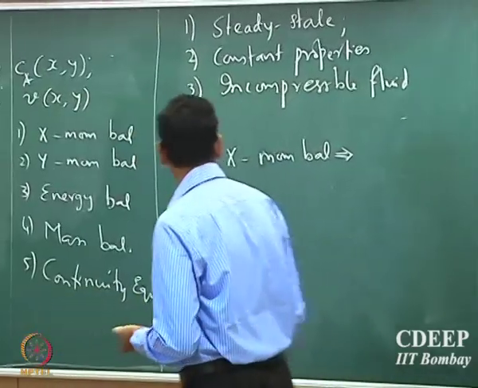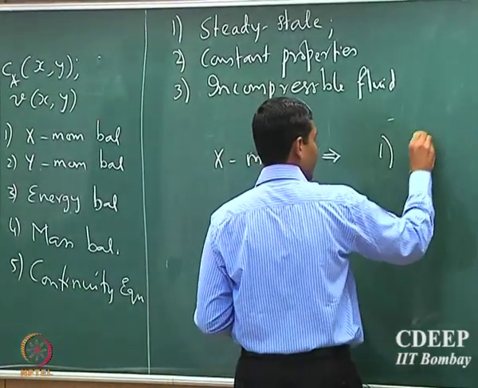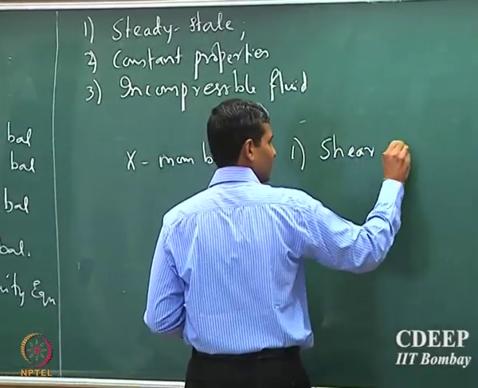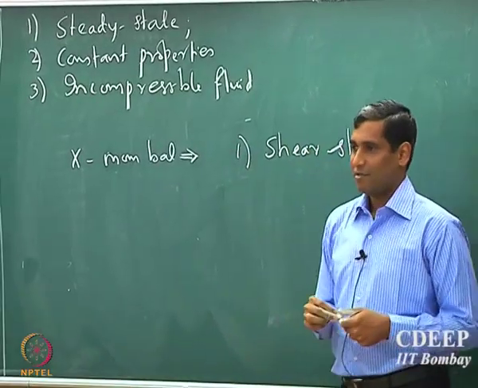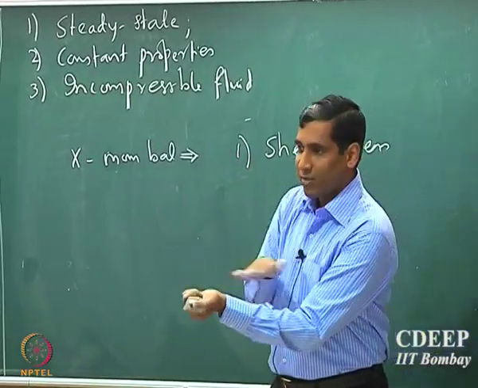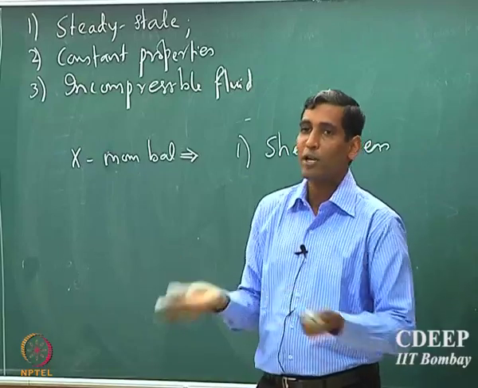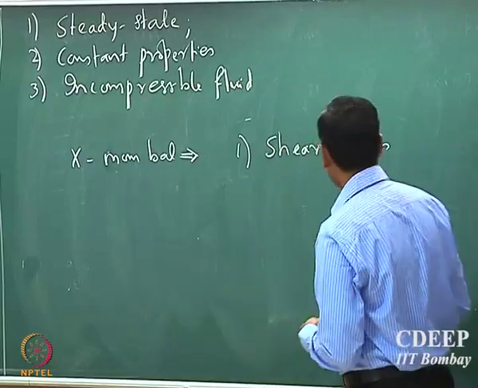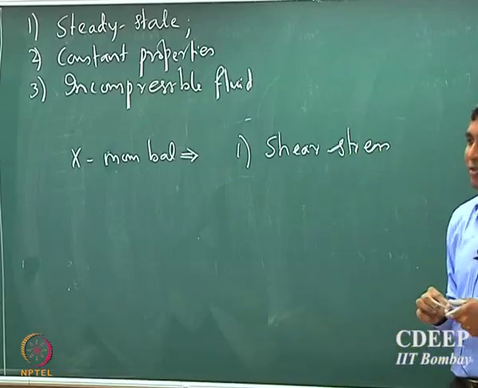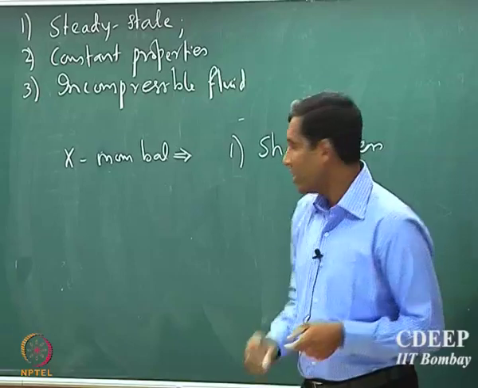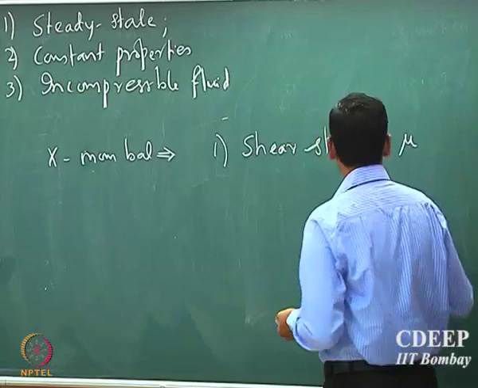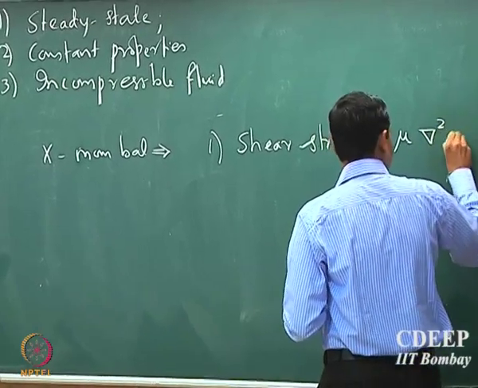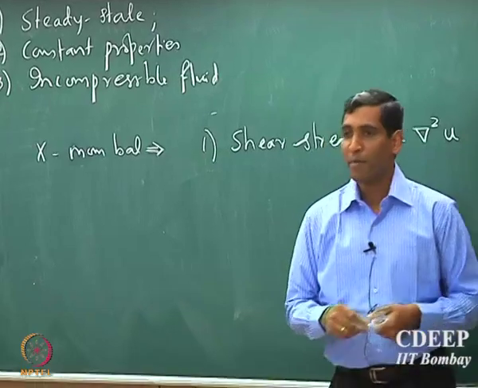Shear stress, okay. So why only at the wall? It's only at the wall. So there can be shear stress between different fluid elements, right? So in general, shear stress, okay. What's the mathematical representation of shear stress? Mu into del square, okay. So it will be del square u if it is an x component momentum balance.